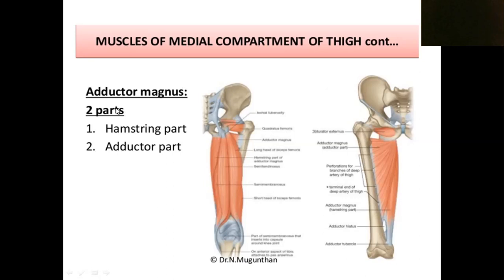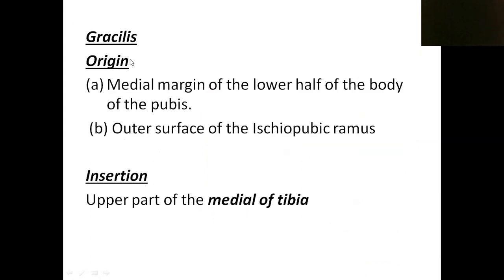This adductor magnus has two parts, one hamstring part and one adductor part. Hamstring part means those fibers arising from the ischial tuberosity. Those fibers arising from the ischiopubic ramus are known as the adductor part. Okay. Now the remaining two muscles, gracilis and pectineus.